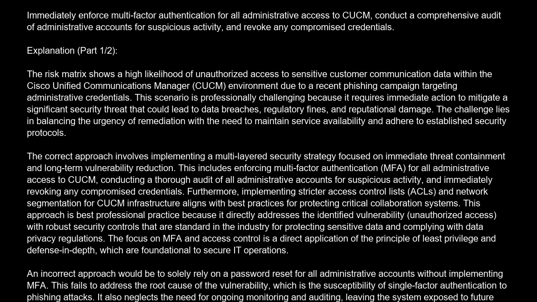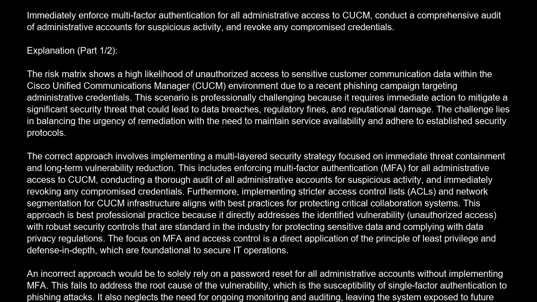The challenge lies in balancing the urgency of remediation with the need to maintain service availability and adhere to established security protocols. The correct approach involves implementing a multi-layered security strategy focused on immediate threat containment and long-term vulnerability reduction. This includes enforcing multi-factor authentication, MFA, for all administrative access to CLICA, conducting a thorough audit of all administrative accounts for suspicious activity, and immediately revoking any compromised credentials.